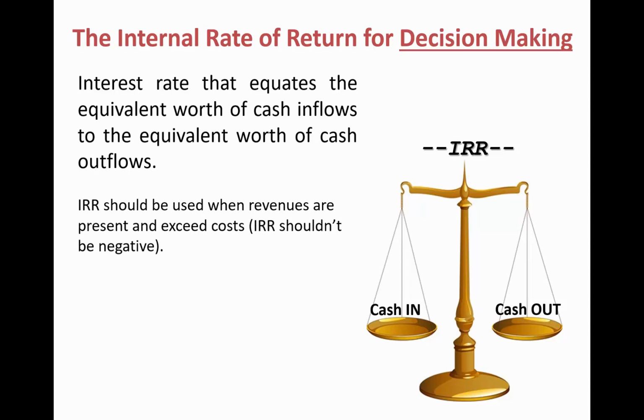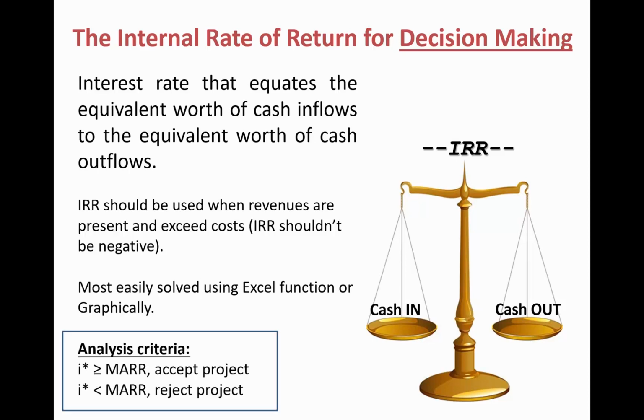And so what we look for as a standard is that you shouldn't have a negative internal rate of return. You should only calculate it when there are revenues and when the revenues are greater than the costs. And there's no physical interpretation of a negative rate of return. It's solved most easily using Excel or graphically, and we'll use Excel. And our criteria is that if you solve for an internal rate of return and it's greater than or equal to the MAR, then you can accept the project. But if it's less than the MAR, then you don't accept the project.